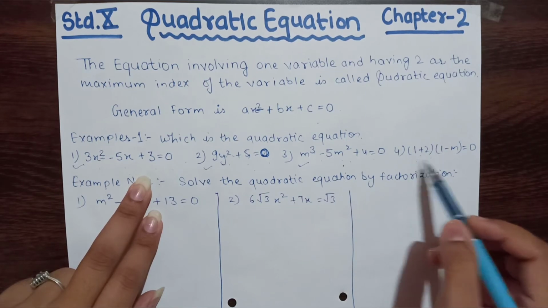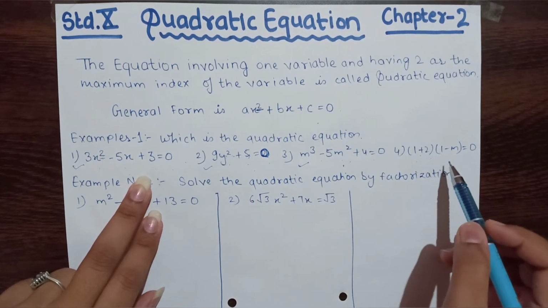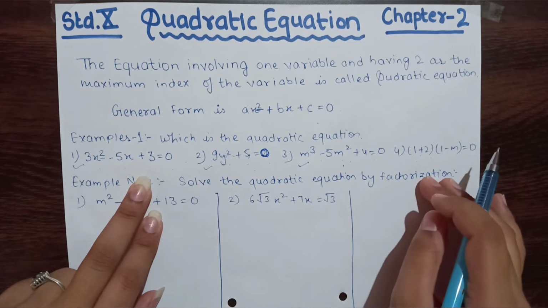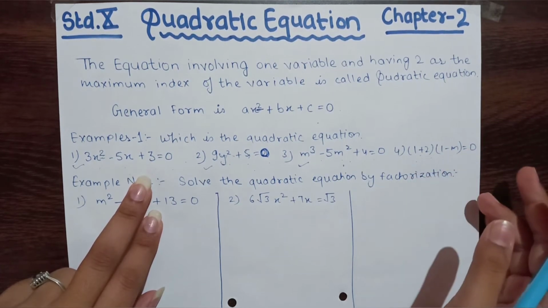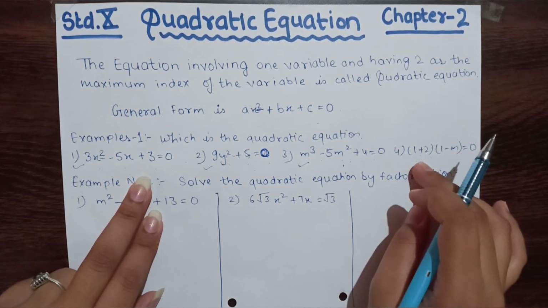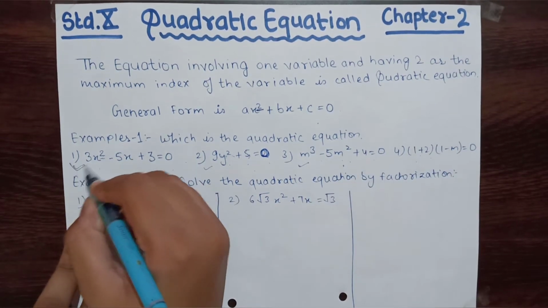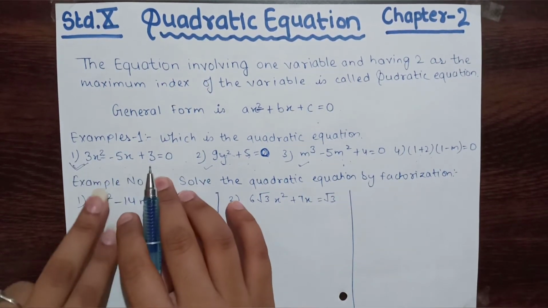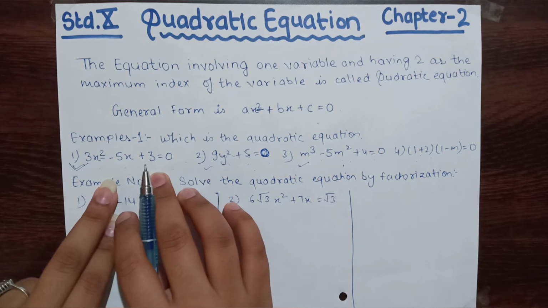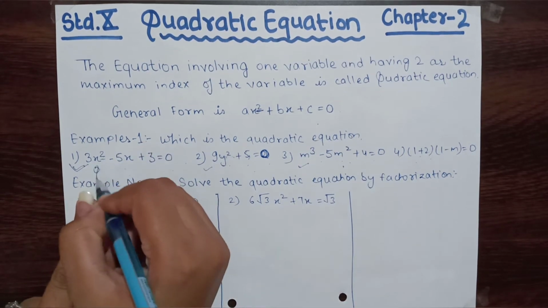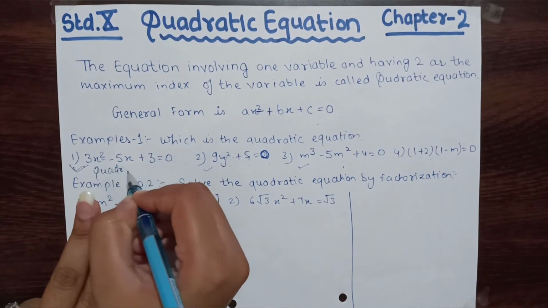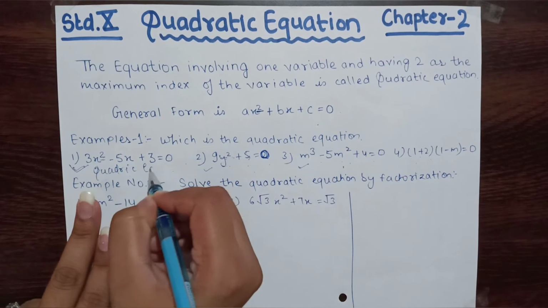And the fourth is clearly the wrong equation, because we need to first multiply this and convert it into the general form. So that's why it is also wrong. This equation is correct, because in it x is the only variable and the maximum index of the variable is 2. So it is the quadratic equation. I will write it over here that it is a quadratic equation.